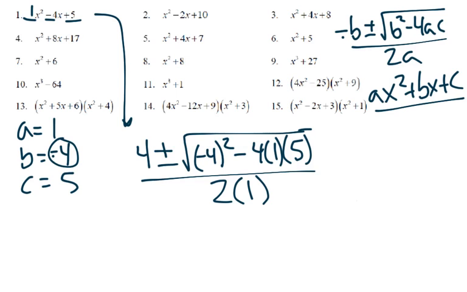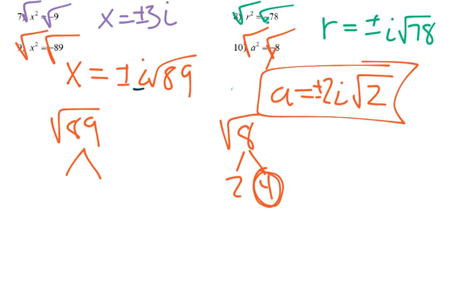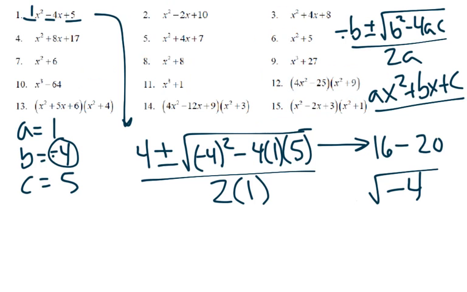Okay, so basically I want to simplify that radical first, right? What we call underneath there is called the discriminant. It tells us a lot of cool stuff. Negative 4 squared is 16, minus 4 times 1 times 5 is 20. 16 minus 20 is negative 4. See? Now, because we have that negative under the radical, we're going to have an i. We're going to have an imaginary number.